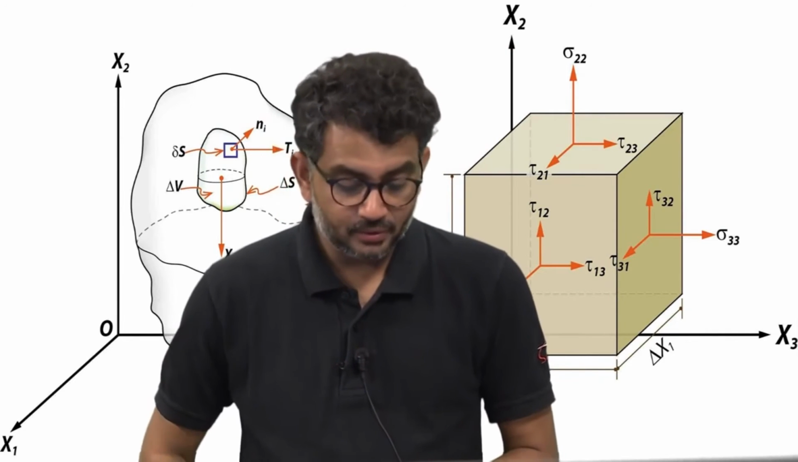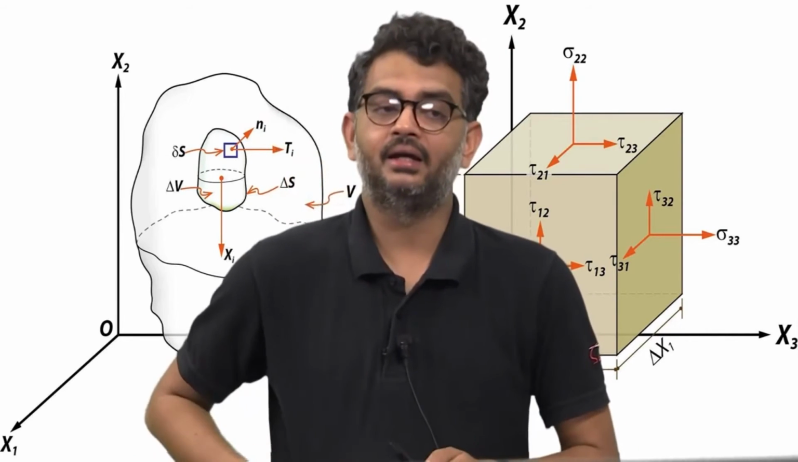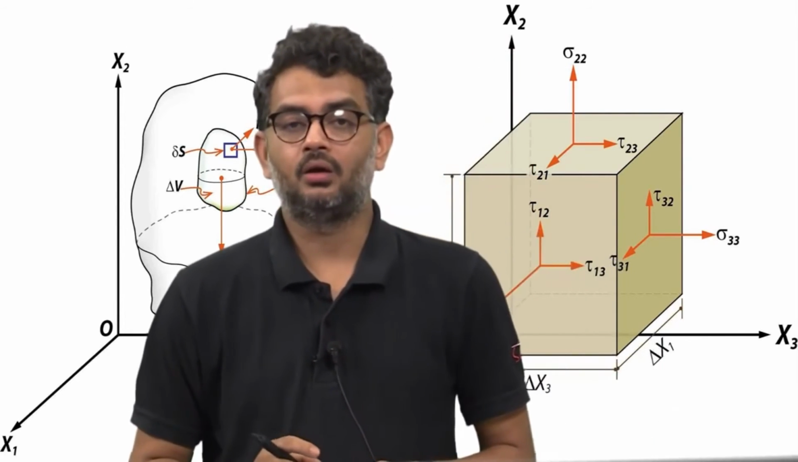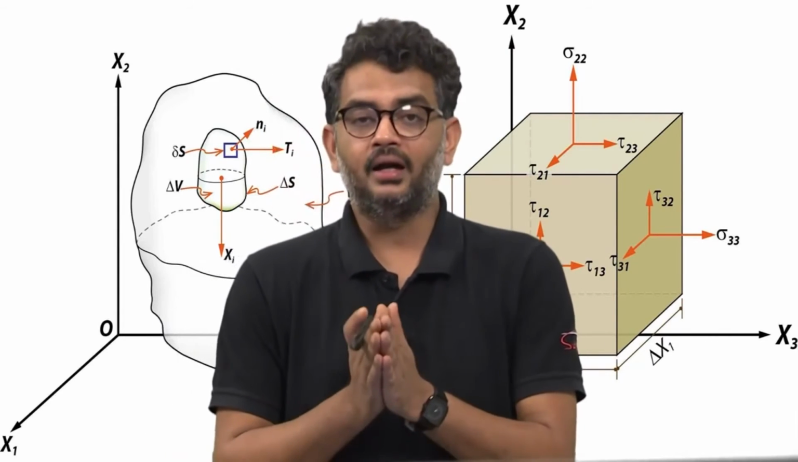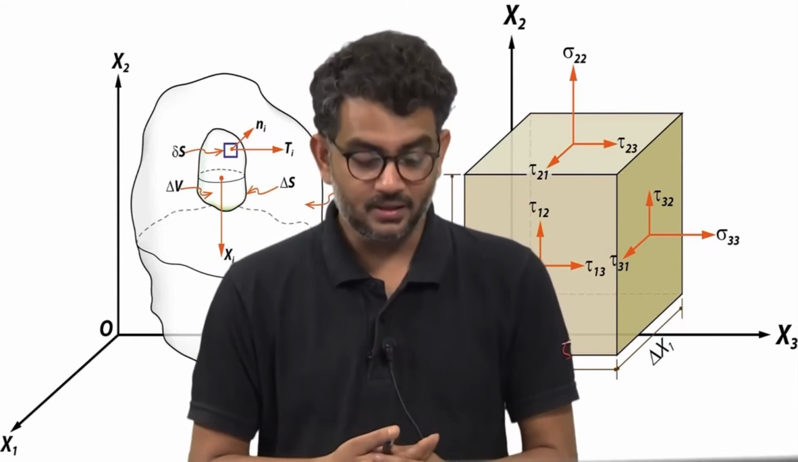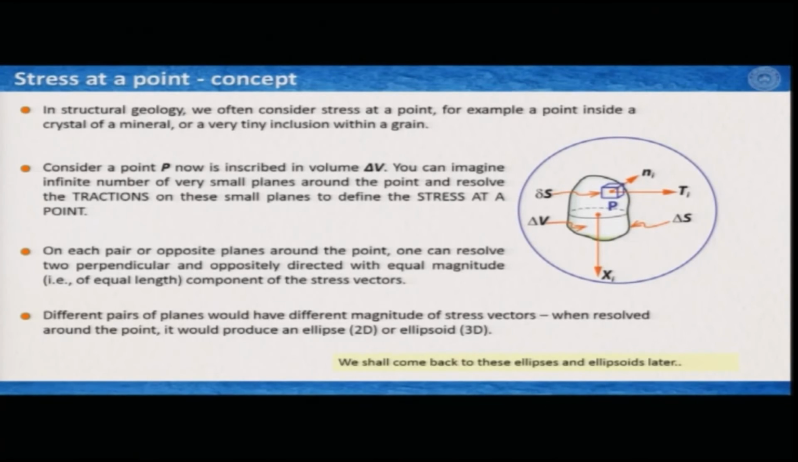Now, once we have more or less a steady idea of what stress is at a point, we would like to see stress on a surface, and then switch to another part, which is even more relevant, that is stress at a point. So, let us talk first about the concept. As I said, in structural geology we often consider stress at a point. For example, a point inside a crystal or mineral, or a very tiny inclusion within a grain, and we would like to know what stresses are acting at this point.